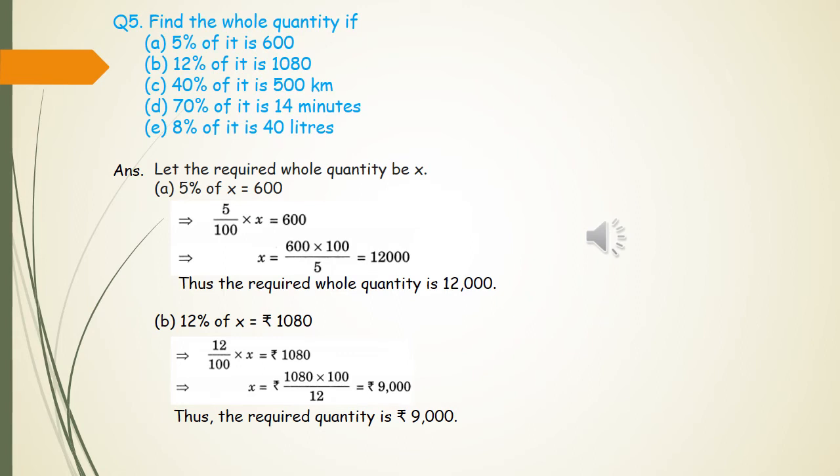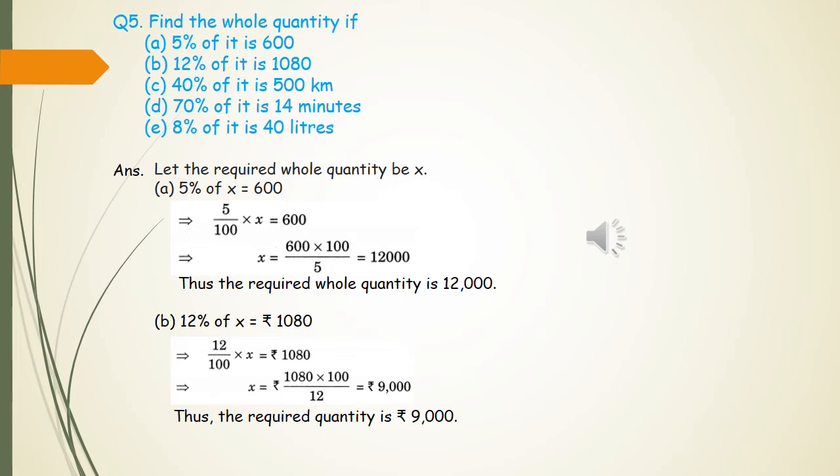So let us use x is the required quantity, whole quantity. So 5% of x is equal to 600 according to question. So 5 by 100 into x is equal to 600. If we cross multiply, x will be equal to 600 into 100 by 5, that is 12,000. So the required whole quantity is 12,000.